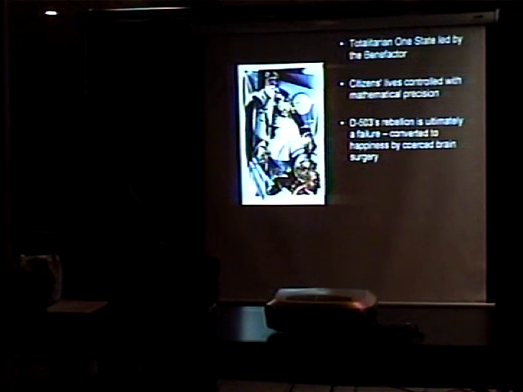The main character, who is named basically after a number, all of the characters are only numbers, ultimately challenges the benefactor, tries to change the system. In fact, he's an engineer, and he's working on what's called the Integral, which is a spaceship whose entire purpose is to go out, find intelligent life, and make intelligent life on other planets part of the one state, so that they too have the option, the only option, to vote for the benefactor and keep him in office. He finally sees the error of his ways and attempts to bring people around.